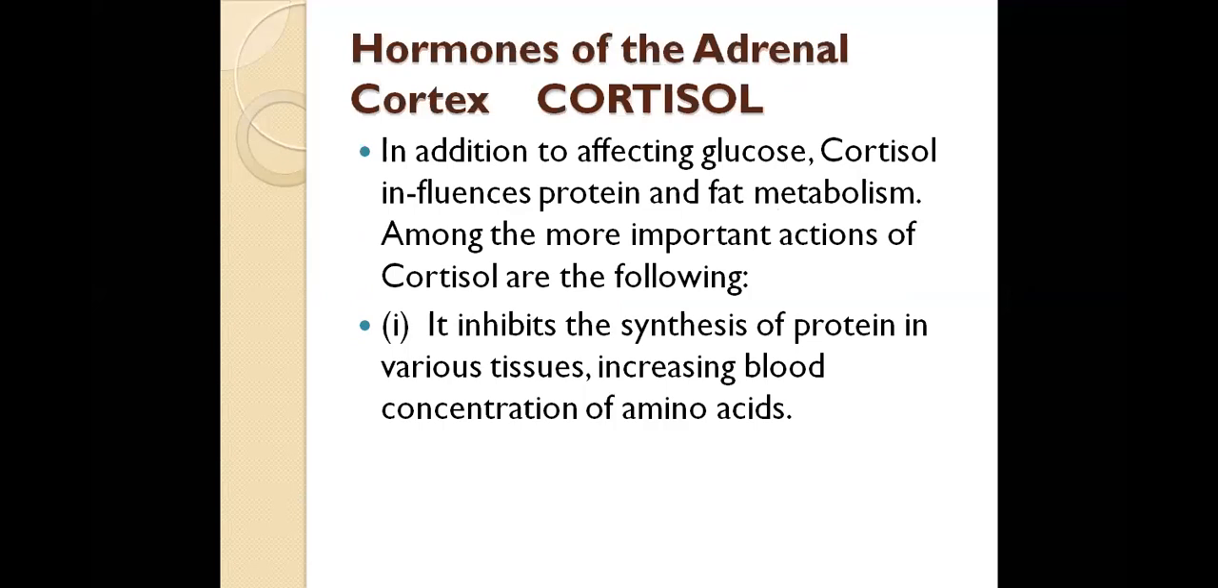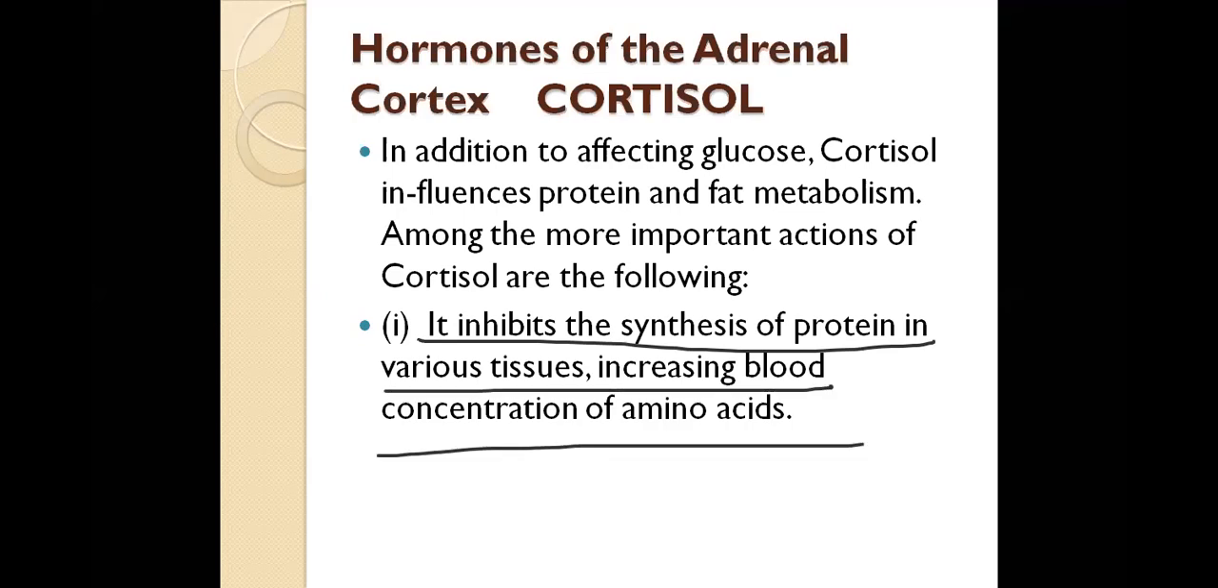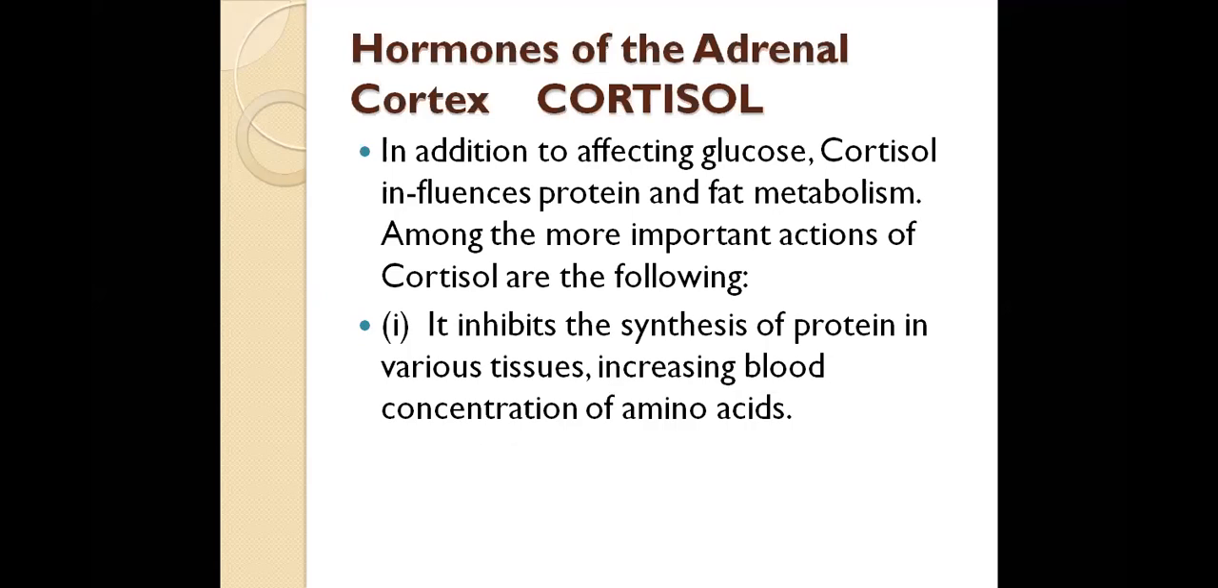Cortisol is a hormone which maintains sugar metabolism. So cortisol influences the protein. In addition to glucose, it also participates in protein and fat metabolism. Among the more important actions of cortisol, let us see, we have three major functions. It inhibits the synthesis of protein in various tissues, increasing blood concentration of amino acids.